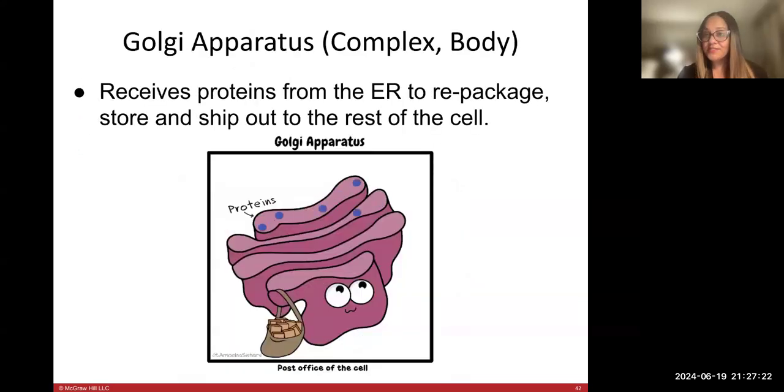The Golgi apparatus, which can also be called the Golgi complex or the Golgi body. I don't know why we have so many names for it, but they all mean the same thing. It receives the proteins from the ER to repackage, store, and ship out to the rest of the cell. And for that reason, it is known as the post office or the UPS or the FedEx of the cell.